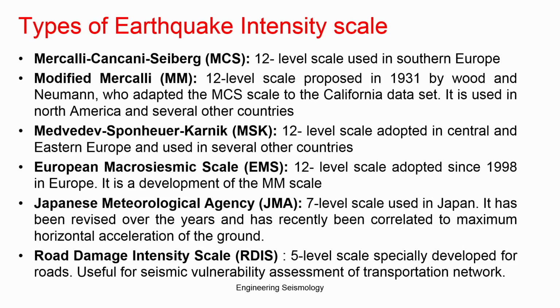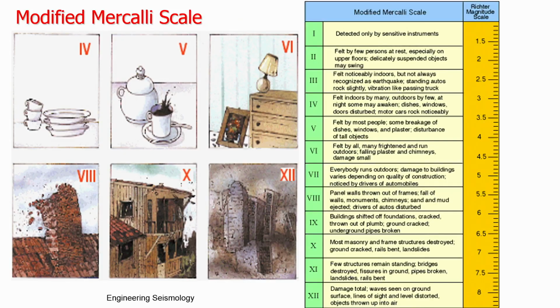In India, mostly the MSK scale was adopted, because the instrument concept itself was brought when the British were ruling India. The British were Europeans, so they brought this kind of measurement. They used the MSK scale, or the EMS scale; there is a slight variation between these scales. This scale consists of 12 levels, each with a description.